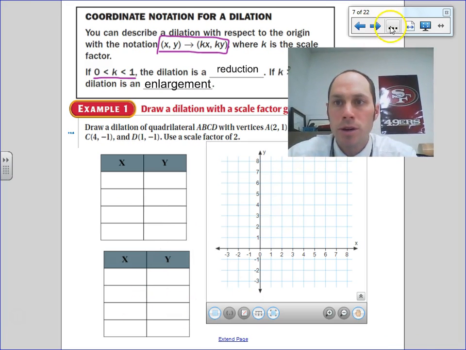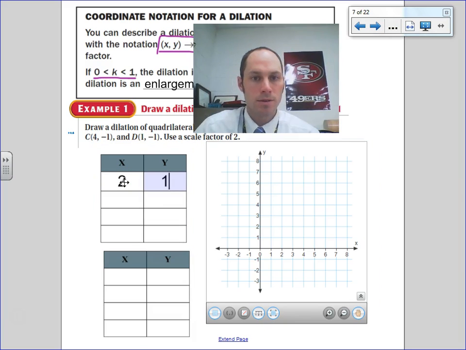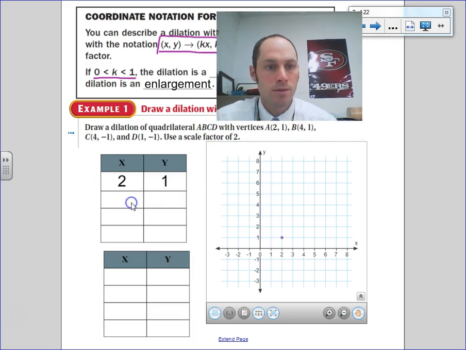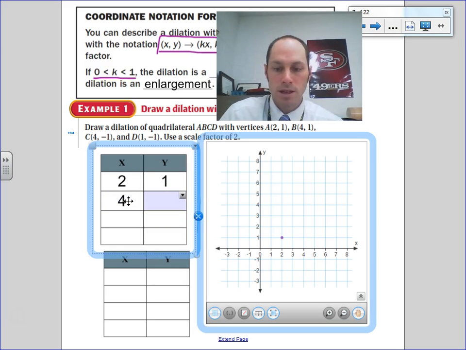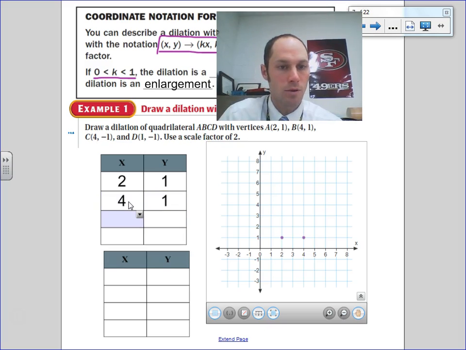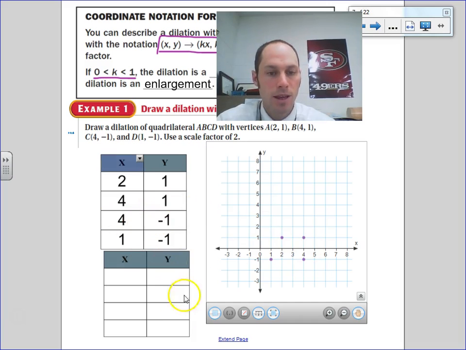So we can graph those original points on our graph by just plotting those points. So I enter A is 2, 1, B is 4, 1, oops, did that wrong. C is 4, -1, and D is 1, -1. And we can see where those points lie, A, B, C, and D. We could connect those points to have our figure.